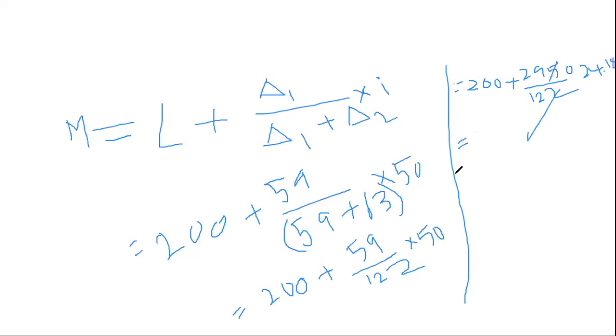As it is, you can take 200 plus this, you can add this 24.18. Then it is equal to 224.18. This is the answer.